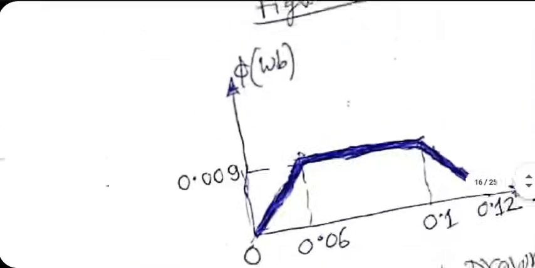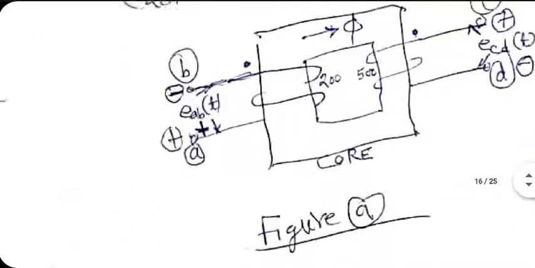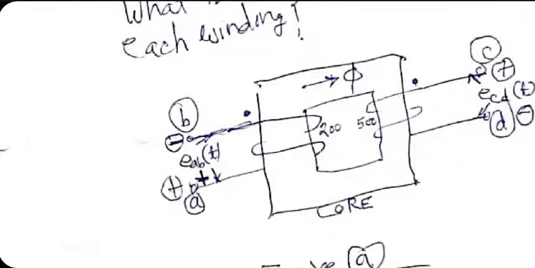I'm just checking the polarities for ECD. Yeah, they are with plus on the top and minus at the bottom. Fine.